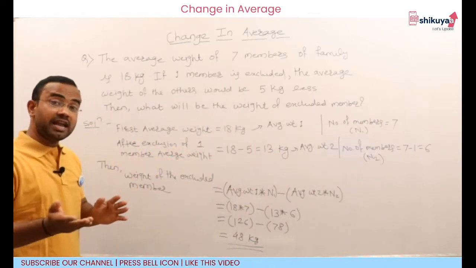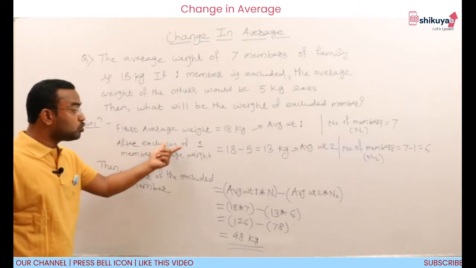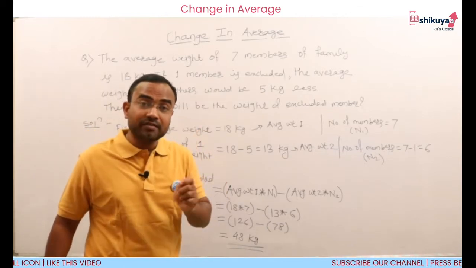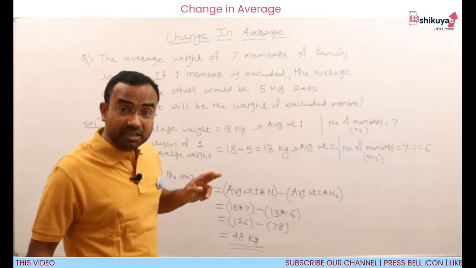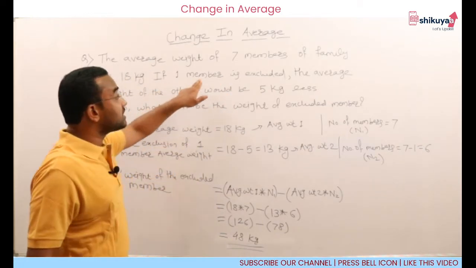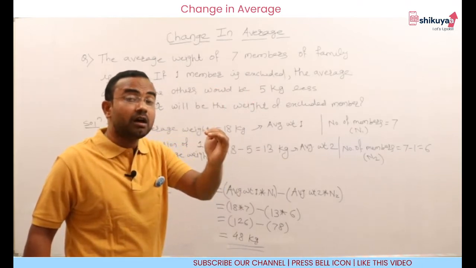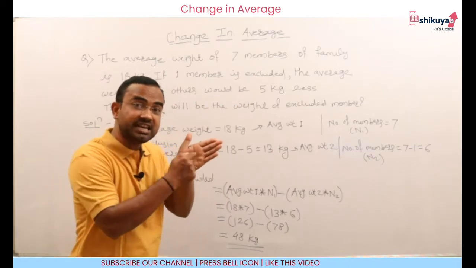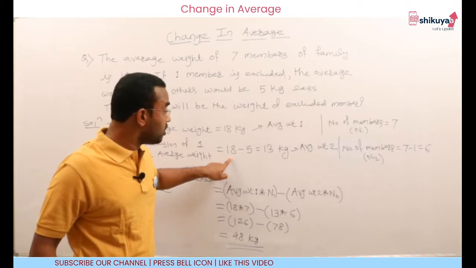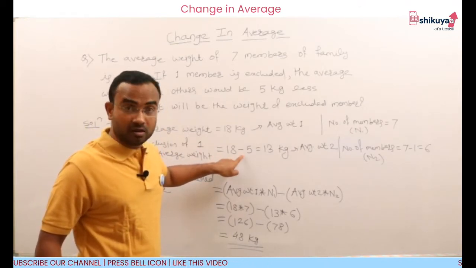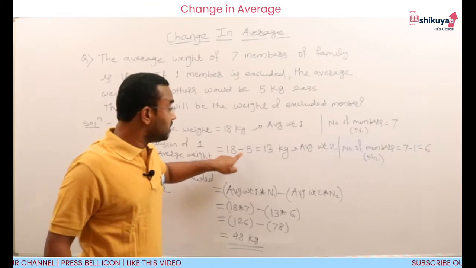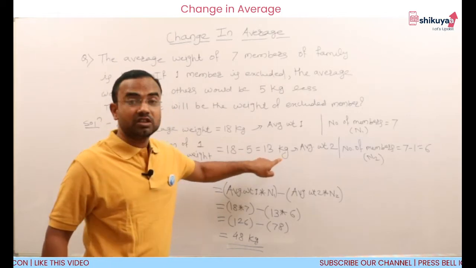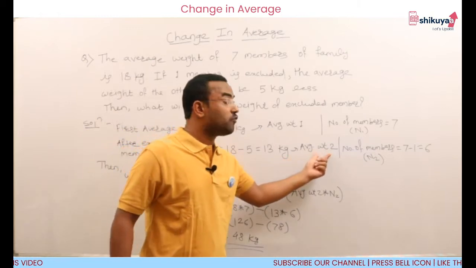Now, after exclusion of one member, the average weight equals... see, we have excluded one member, and the problem statement itself says that after exclusion of one member, the average weight of the others would be 5 kg less. That means the first average is 18 kg, as you can see on the board. After exclusion of a single member from that list, the average weight will decrease by 5 kg. That means 18 minus 5 equals 13 kg, and we have named it average weight 2.